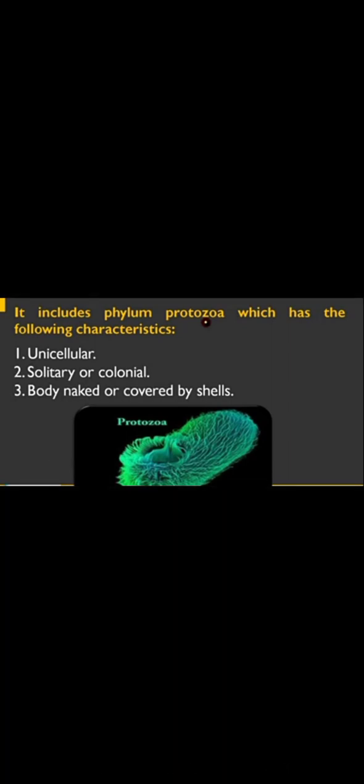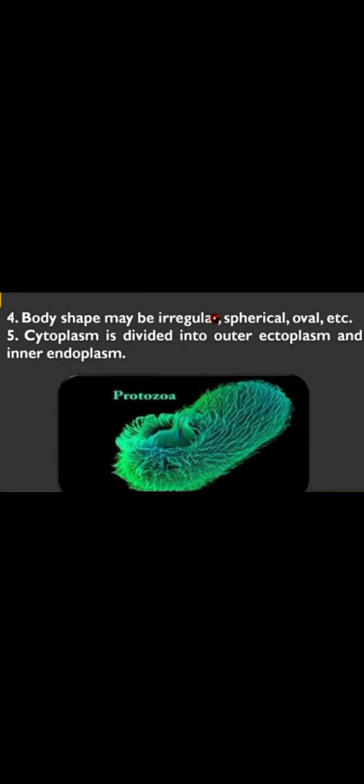It includes phylum Protozoa. So kingdom, then comes the phylum. This kingdom Protista consists of phylum Protozoa, and this Protozoa has the following characteristics: they are unicellular, solitary or colonial. Whenever we stain them, they form colonies. Their body is naked or covered by shells.